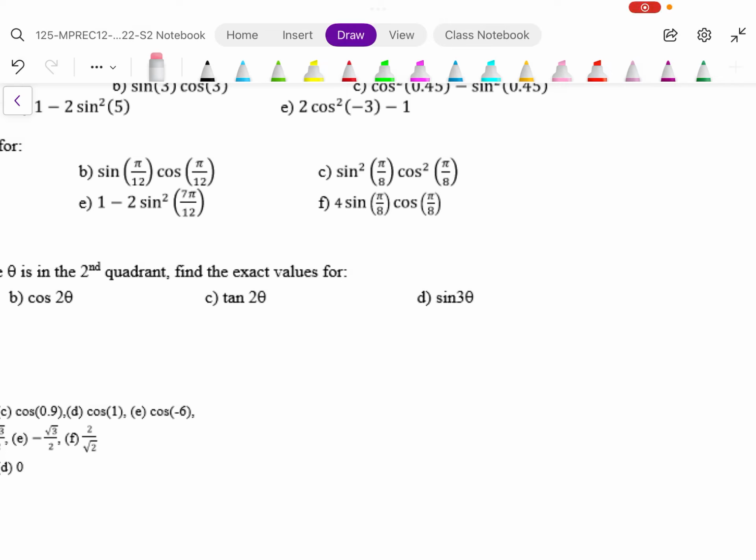Question 12c, we have this sine squared cosine squared of pi over 8. Now, we first have to recognize that this is the double angle form, but we want two sine pi over 8 cos pi over 8 first.